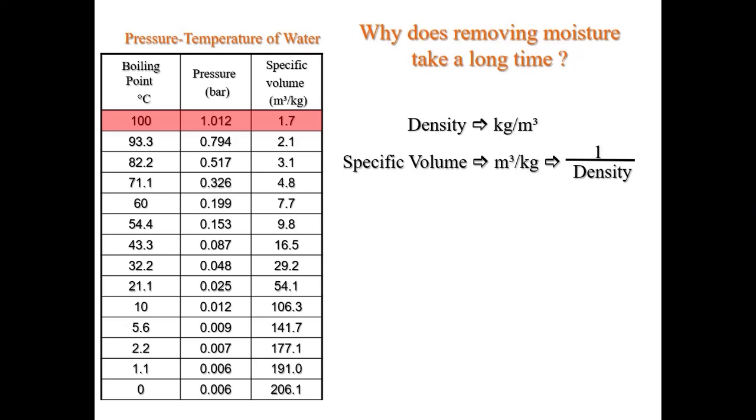This means that if 1 kilogram of liquid water evaporates at 1 bar pressure, the volume of vapor created will be 1.7 cubic meters.